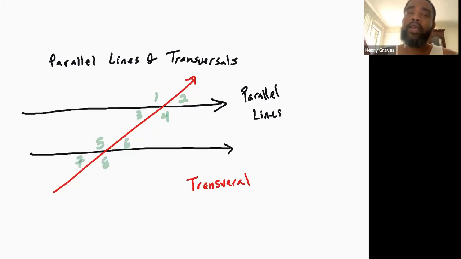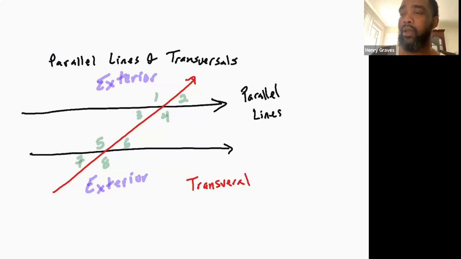Now, everything above the parallel line is called an exterior angle. Exterior angle. So if it's exterior, it's on the outside. So these are the exterior angles. Exterior is going to be on the outside, and interior is going to be on the inside. So specifically, we are looking at a few of these for interior and exterior angles respectively.